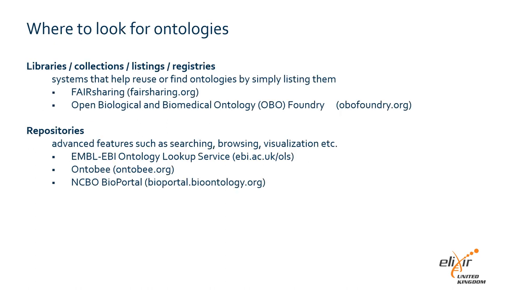With a growing number of ontologies being developed, finding the best one for your specific application may seem like a daunting task. To tackle this challenge, the scientific community has set up platforms to list and serve ontologies in order to enable their reuse. These platforms can take the form of libraries that list the collected ontologies, such as FAIRsharing or the Open Biological and Biomedical Ontology Foundry, or they can take the form of more advanced repositories that feature a variety of services, such as browsing and searching, visualization, metrics, recommendations, etc. Three often used repositories in the biomedical domain are the Ontology Lookup Service from EBI, Ontobee, and the NCBO BioPortal.